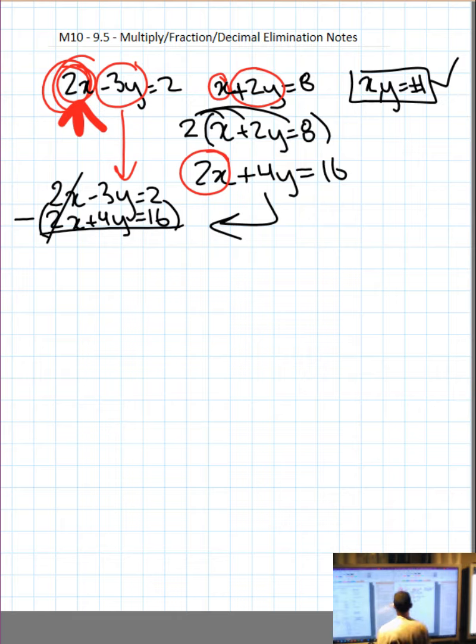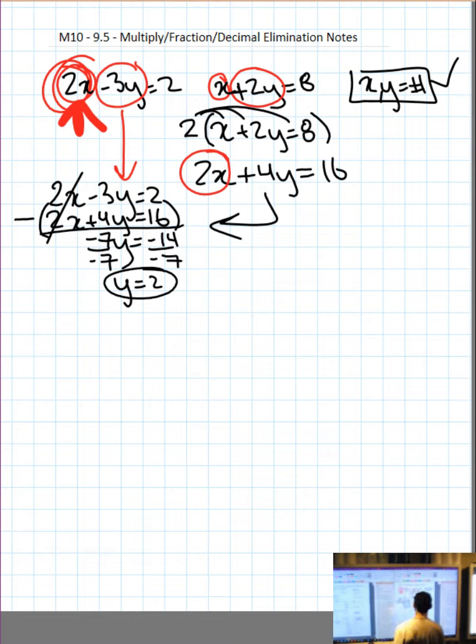So we don't do that calculation. Now we have negative 3y minus positive 4y, negative 7y. Do that calculation off to the right if it's difficult. 2 minus 16 is going to be equal to negative 14. Divide both sides by negative 7. And we have y equals positive 2. Circle your answer.